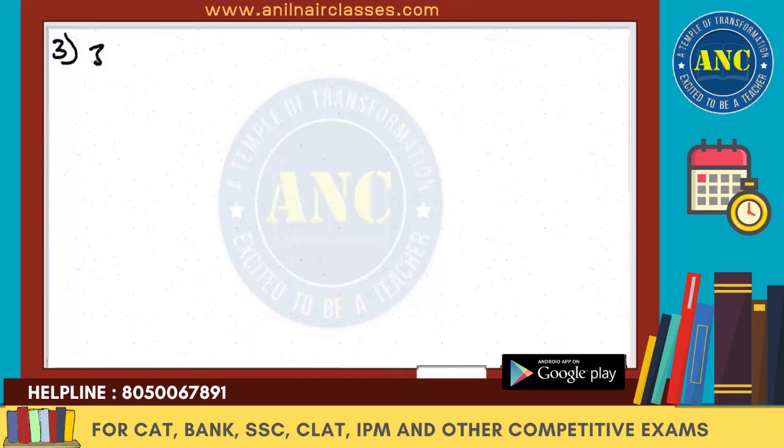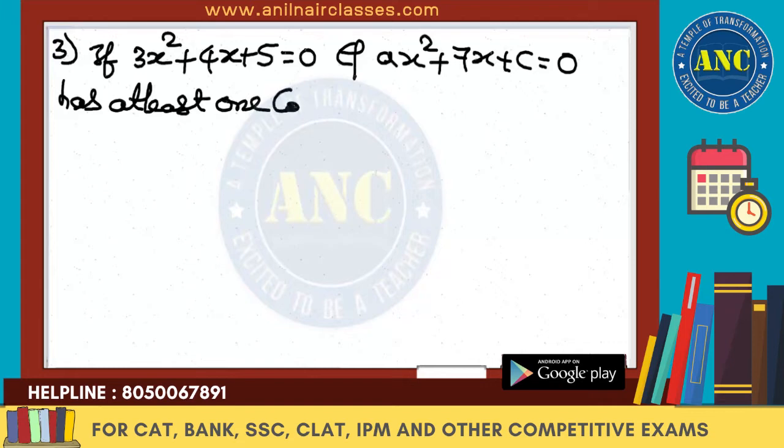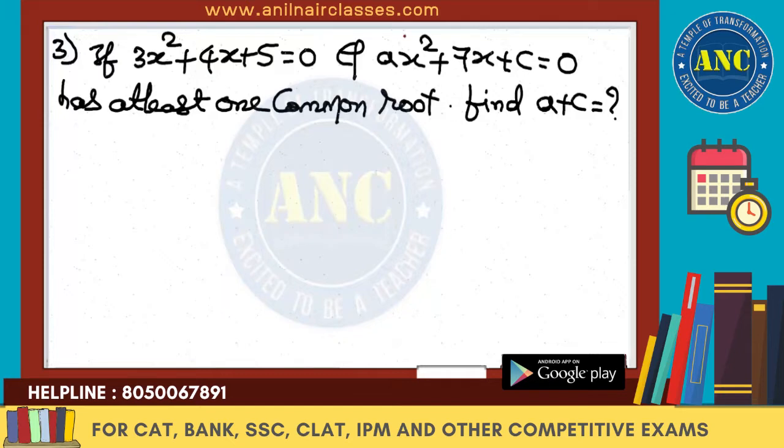If 3x square plus 4x plus 5 equivalent to 0 and ax square plus 7x plus c equivalent to 0 have at least one common root, find a plus c. Another variety of question.